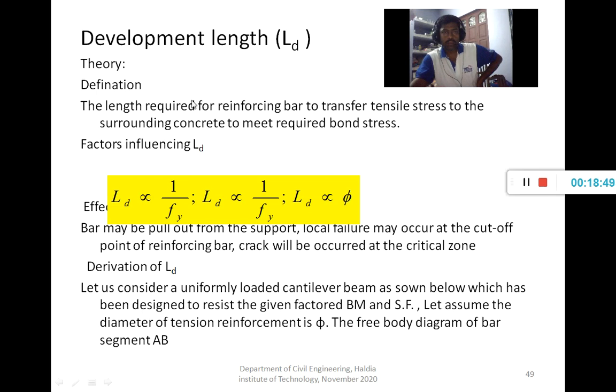So basically the member fails if adequate development lengths are not used. Due to the inadequate development length, the member fails or cracks come, and the structural life is reduced. So this length has to be checked properly. Let us discuss the theory of development length: what is development length and what parameters are considered?